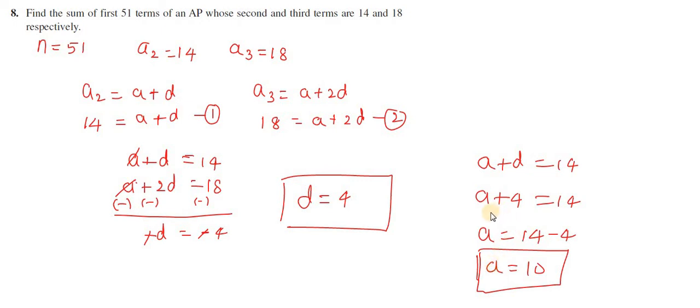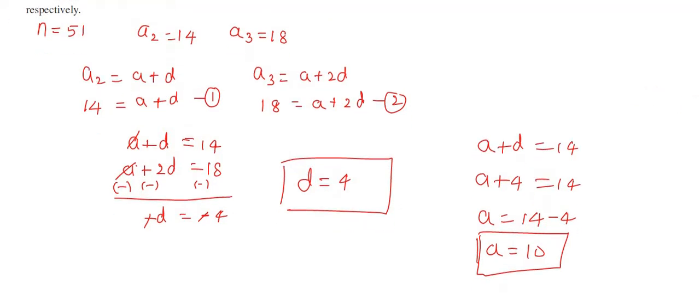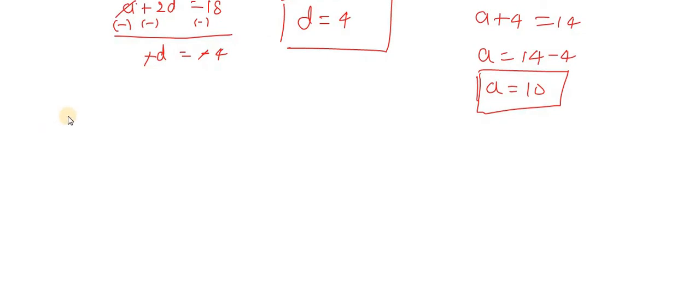So what do we need to find? We got a and d, and also we know what n is. So we need to find the sum of the first 51 terms. How to find it? We know that Sn is equal to n by 2 into 2a plus n minus 1 into d. Okay, substitute the values, you will get the answer. Yes, 51. Why? Because the n value is 51.